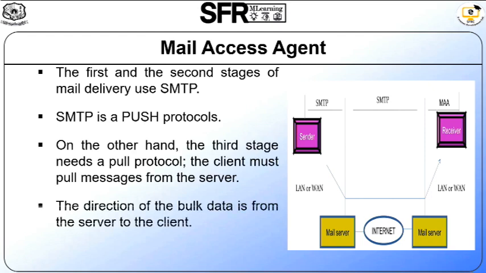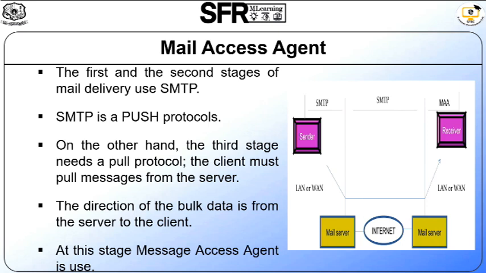Mail access agent. The first and the second stages of mail delivery use SMTP. SMTP is a push protocol. On the other hand, the third stage needs a pull protocol. The client must pull messages from the server. The direction of the bulk data is from the server to the client. At this stage, the mail access agent is used.